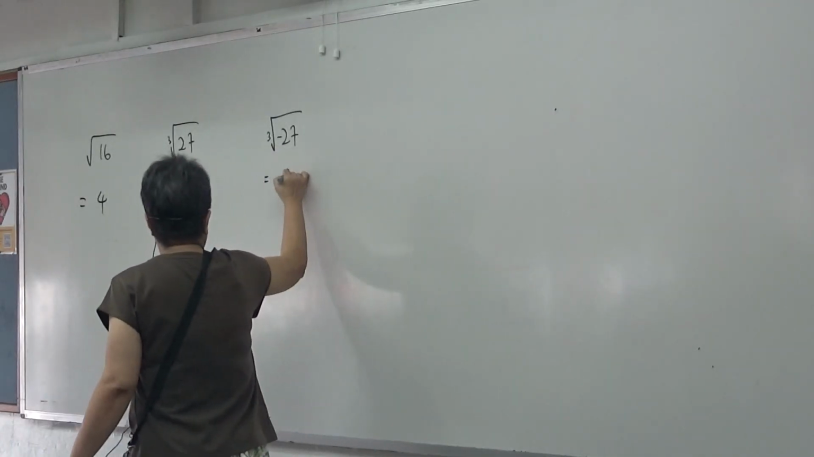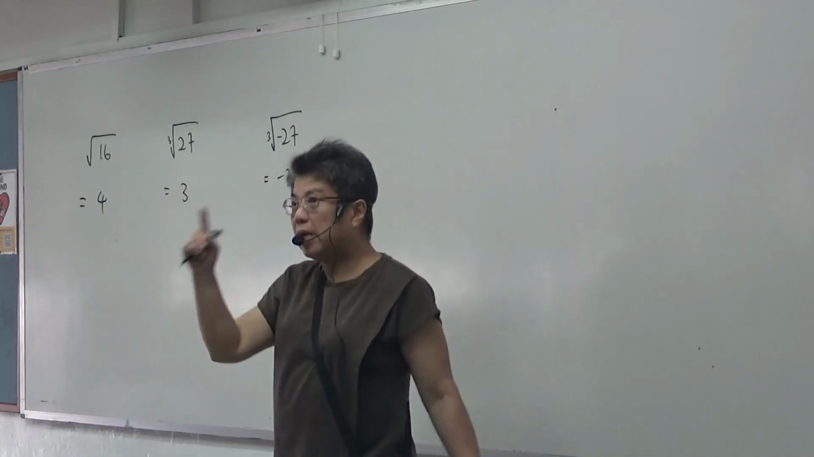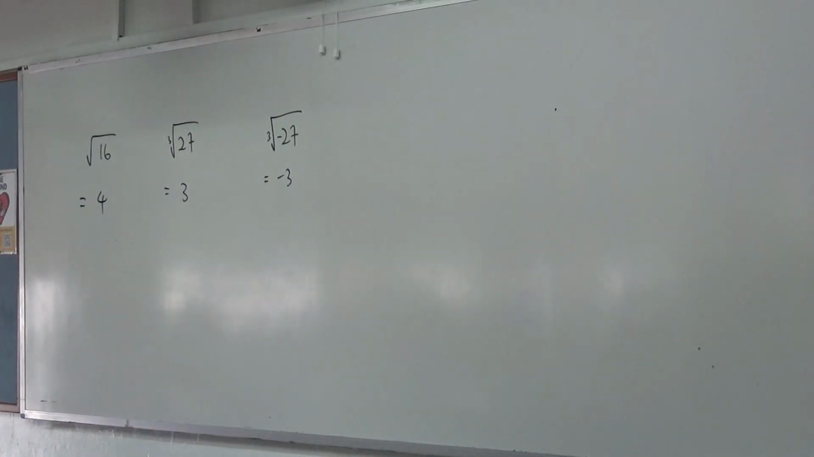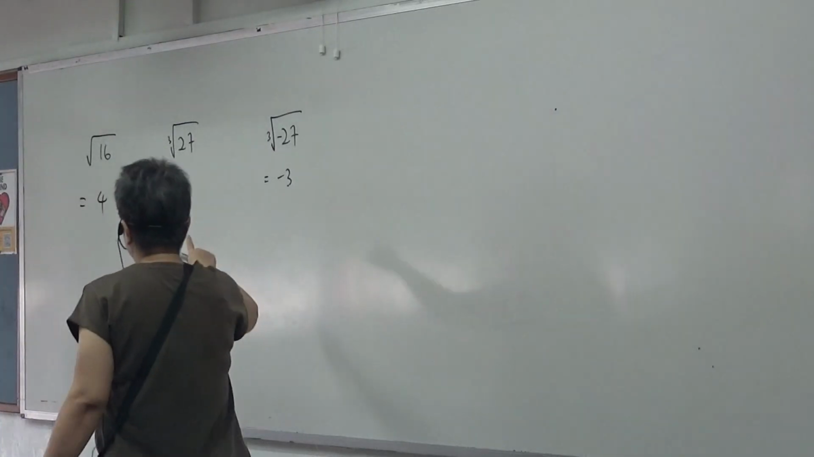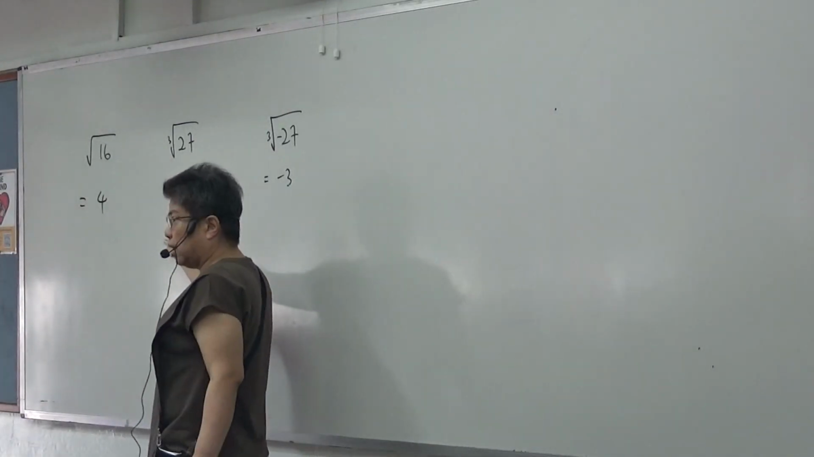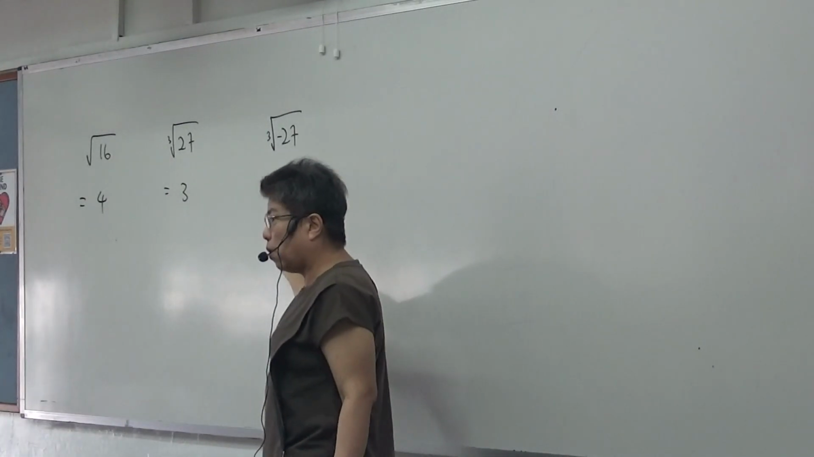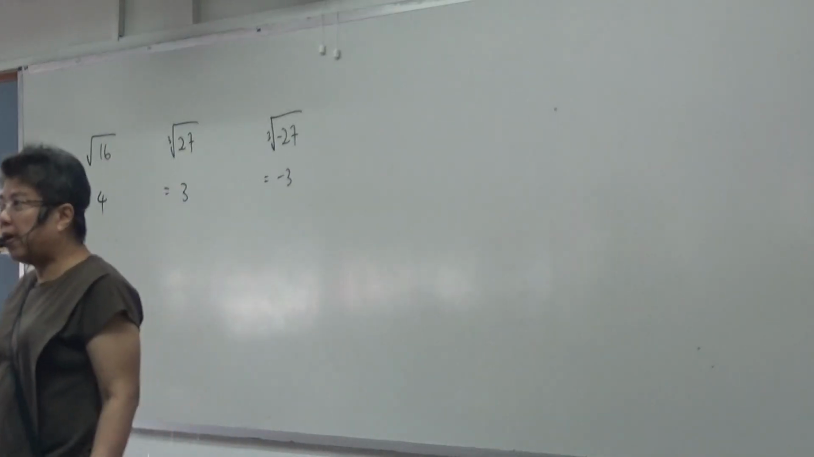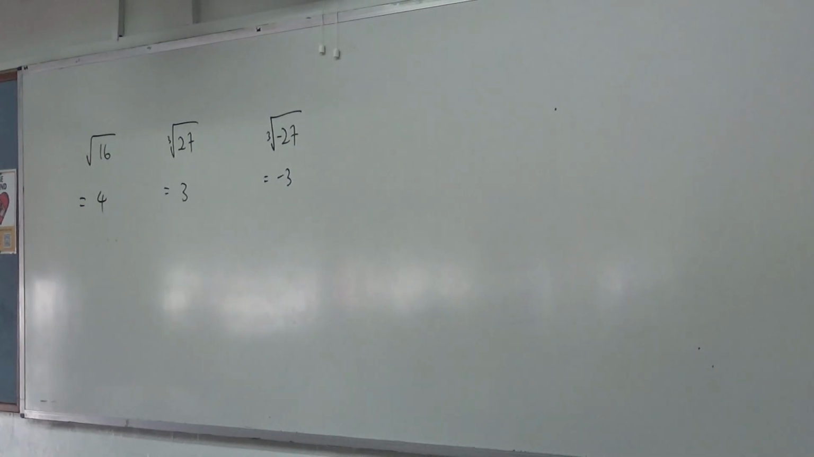The answer is negative 3, right? Because negative 3 times negative 3 times negative 3 will give you negative 27. Now, do you agree this one has one answer? This one also has one answer. That means you can take the cube root, or in fact any odd root, of a negative number. But an even root, you cannot take of a negative.